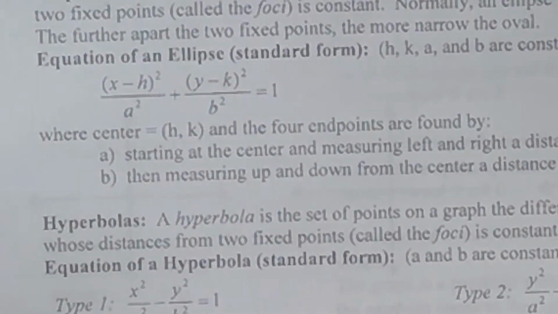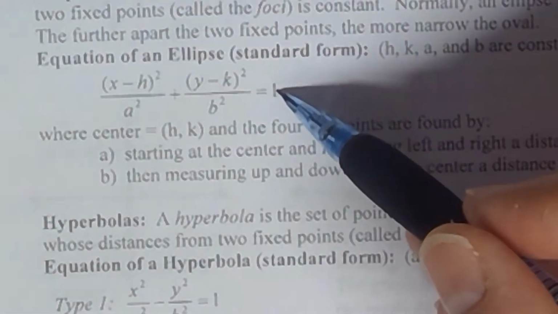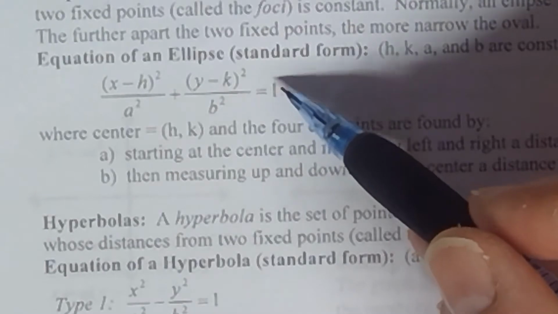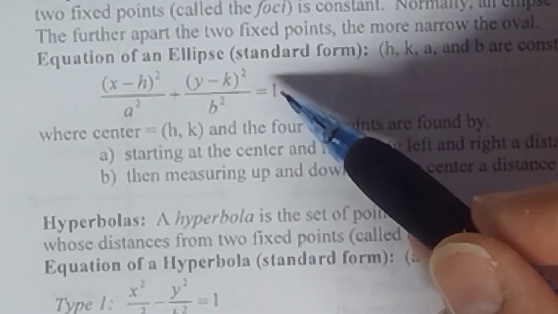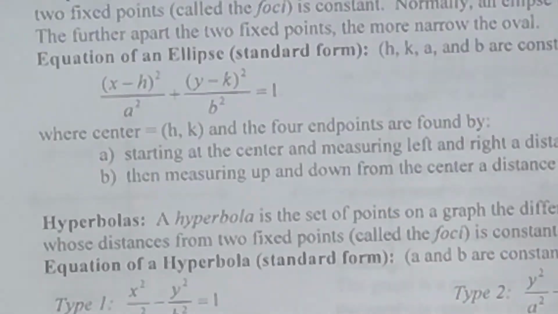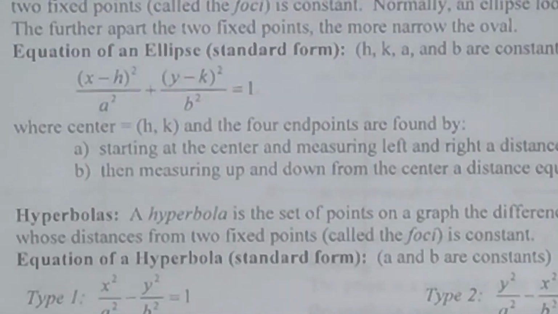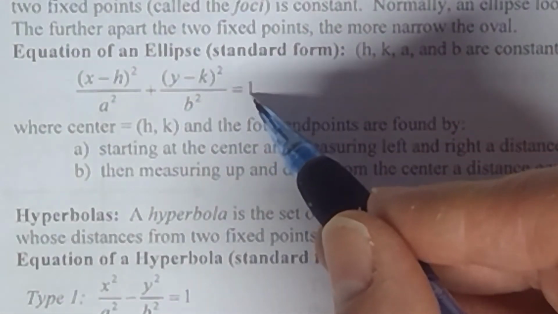minus k squared. But the two big differences is that instead of having r squared over here, you just have the number 1. And it is always the number 1. If it's not, you got to make it the number 1, and I'll show you how to do that. All right, but you can't graph. You can't even determine what its characteristics are until that's equal to 1.